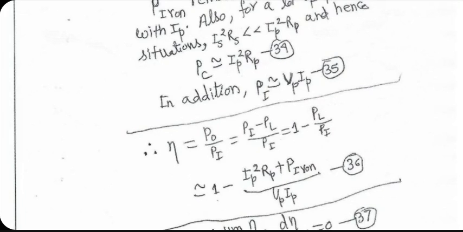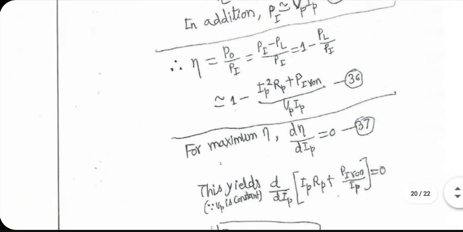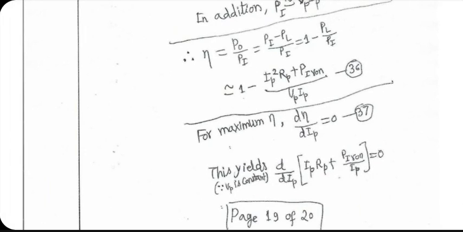PO is PI minus PL, divided by PI, which is 1 minus PL upon PI. PL is IP square RP, which is the copper loss, plus P iron. I am ignoring copper loss in the secondary. And PI is VPIP. So efficiency is written this way. Now, to maximize this efficiency with primary current, let me do the differentiation of the function with IP and equate it to 0. This is what books do all the time.